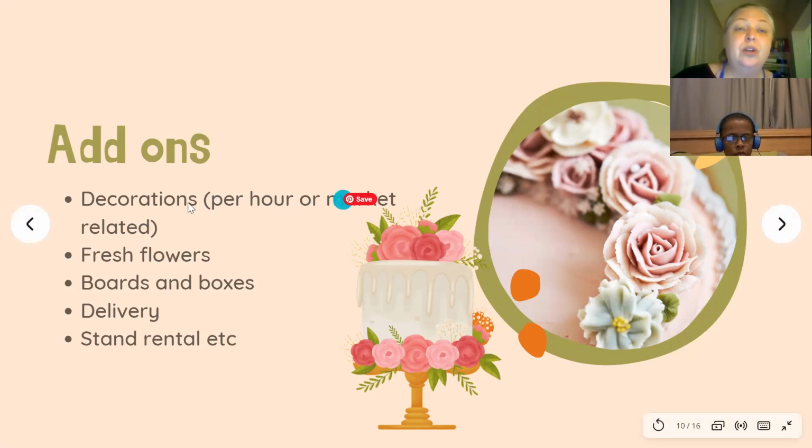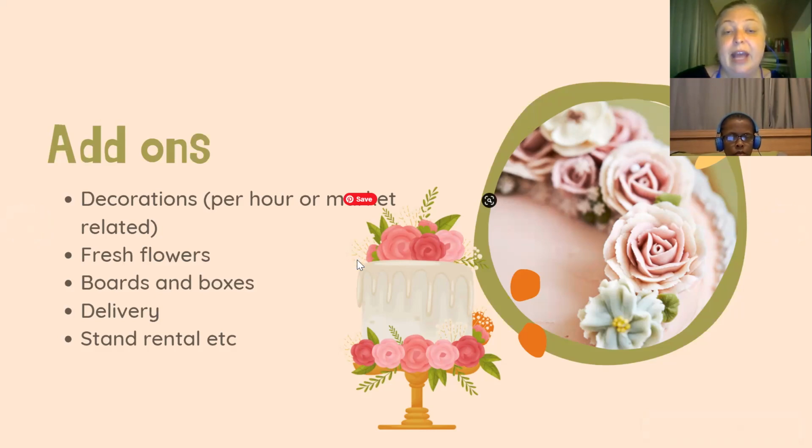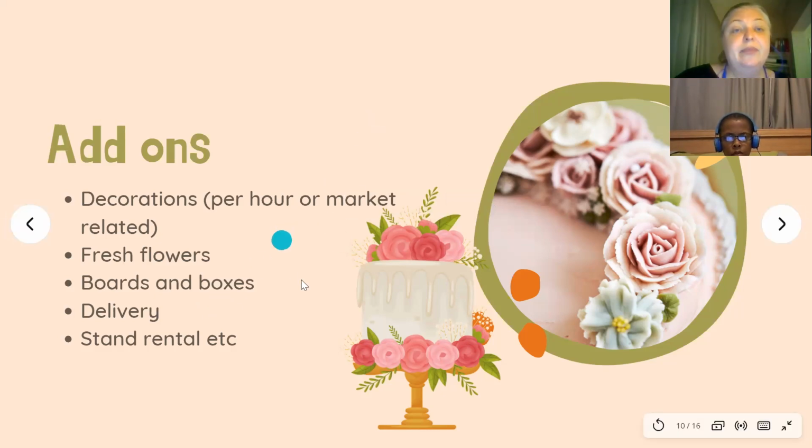Or you can look and see what other people are charging. So if you go to the baking shop, and they're charging 100 Rand for 5 roses, then you charge the same. You're going to make it, but you're just making it the same as what someone else is charging.